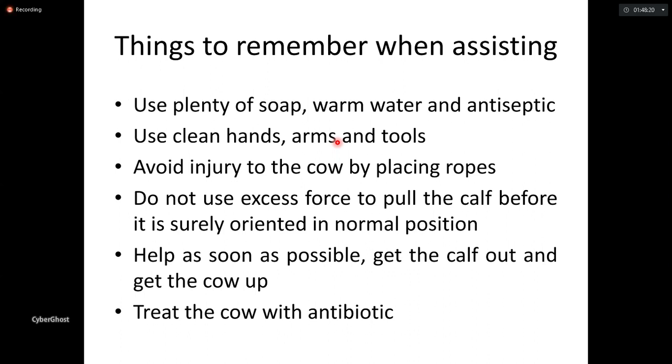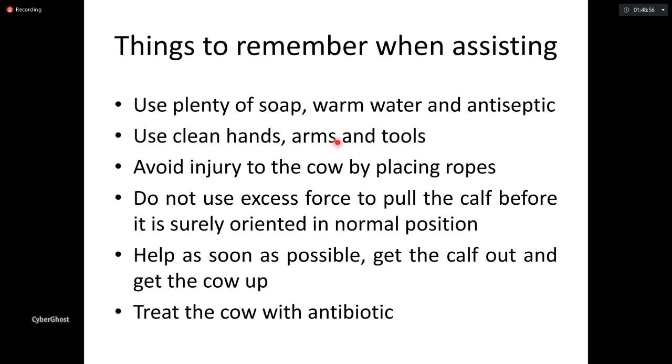These animals, we should avoid any injury. When we use ropes and those kinds of things, we have to be careful. We should not push the animals unnecessarily, providing excess force. That is not good, right? Because it affects the calf as well as the mother cow. And we have to help the animals as soon as possible. We have to take the calf out and help the cow up, and then try to provide or assure normal conditions for these animals, right?